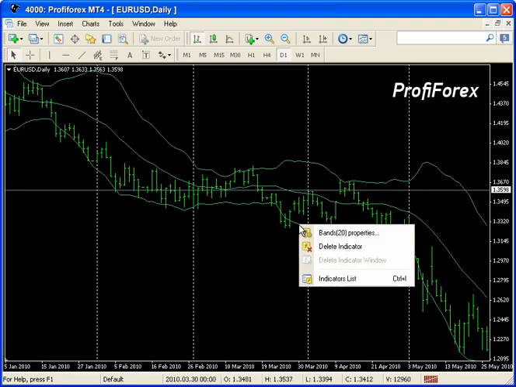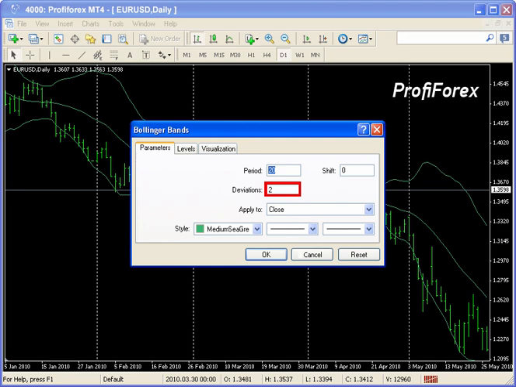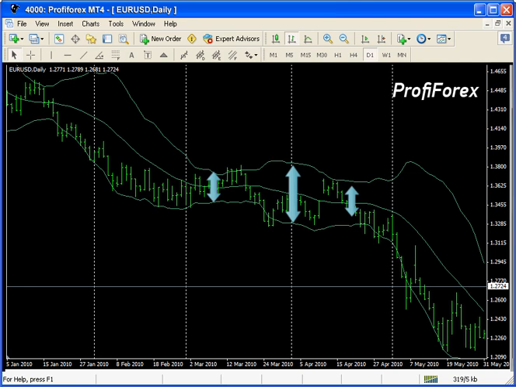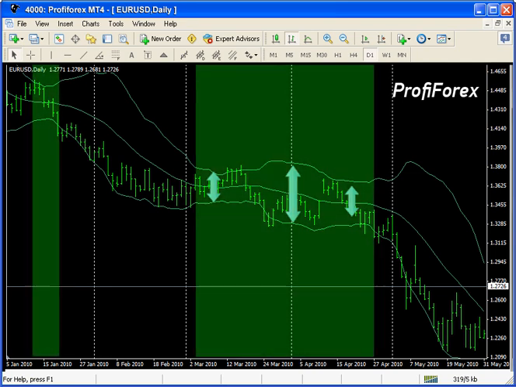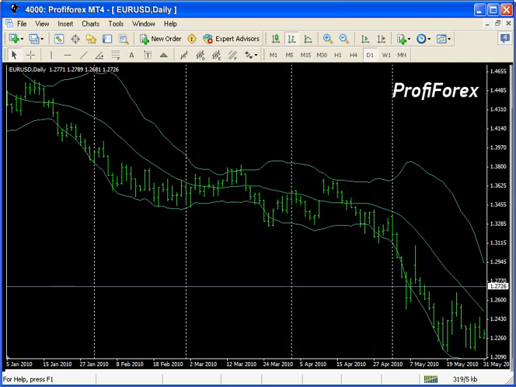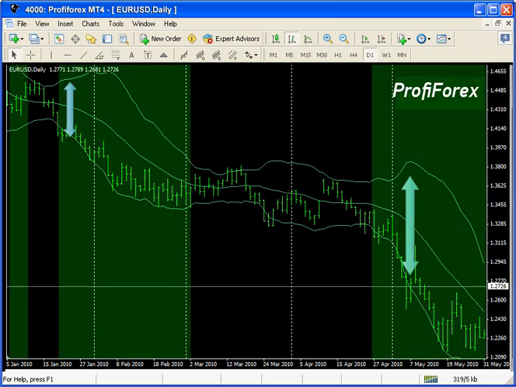Bollinger Bands with the deviation value 2 are generally used. This means the price movement that's less than binary normal deviation will be perceived as flat, while the price movement that's more than this deviation will be perceived as the starting point of the trend.